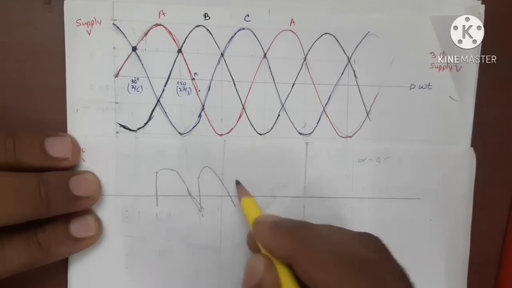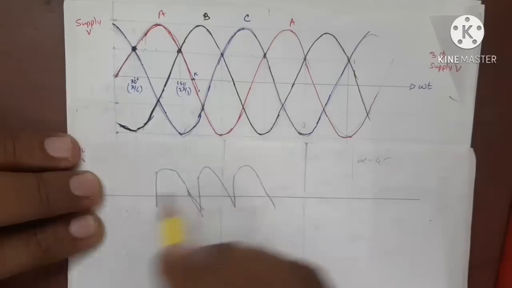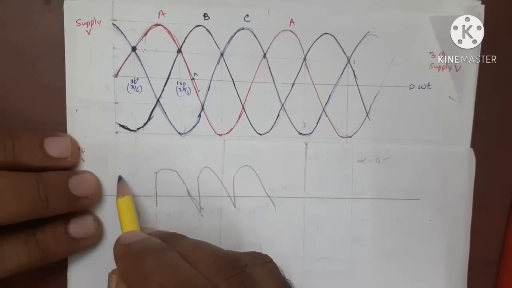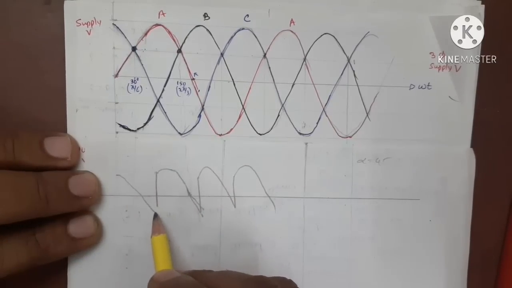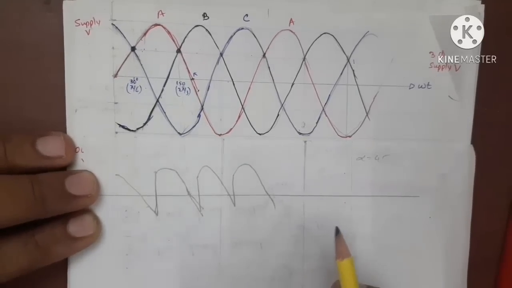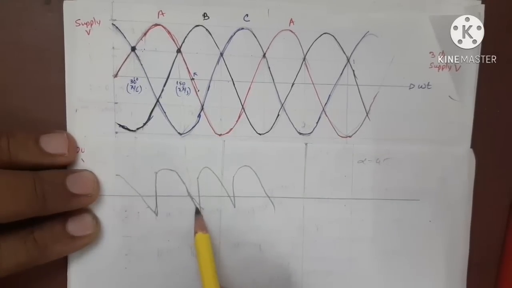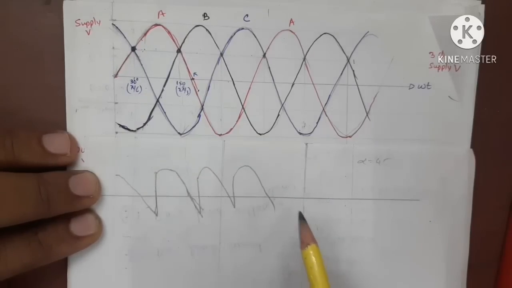So this will be the voltage waveform when alpha is equal to 45 degrees. So you will be having similar waveforms. You can extend like this. So this is the waveform we are getting for an RL load. We can see that we are having some negative portions. The reason is because the current is still positive.